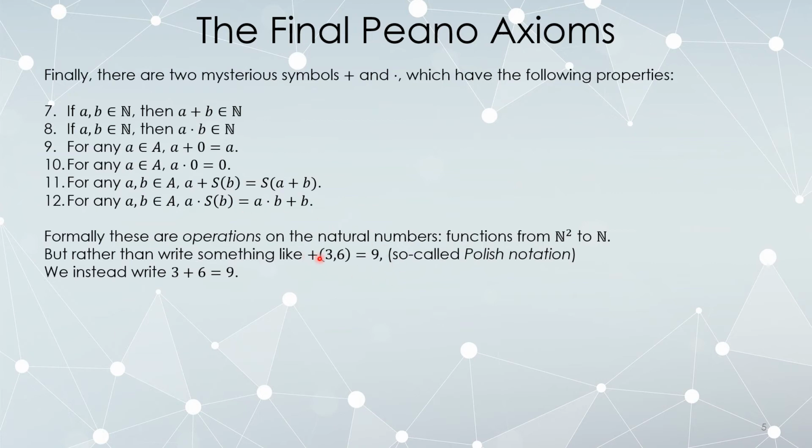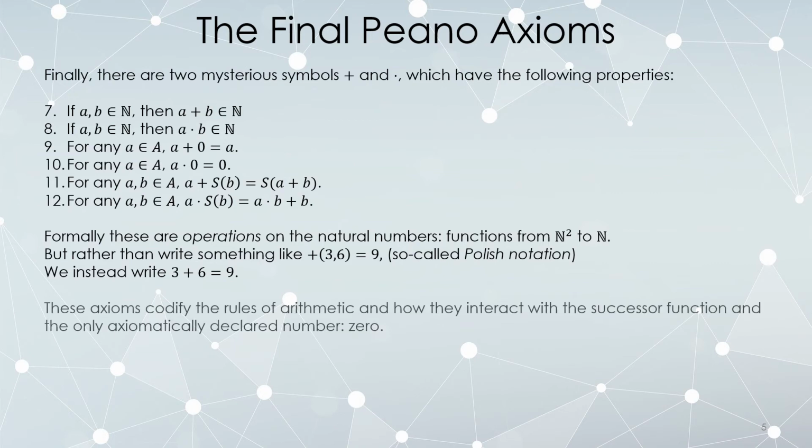Now, some people might look at this and say that's a really weird way to write addition. Polish notation, or its cousin reverse Polish notation, which simply puts the plus sign on the right rather than on the left, have some great benefits, but they're so unfamiliar to most people that it's generally counterproductive to try to work with them. So anyway, these axioms codify the rules of arithmetic and how they interact with each other and with the successor function. Plus, we've thrown in the only number that axiomatically we know exists, 0. Notice I have no axioms here that tell me things about 1 or 7 or 98. The only number that was axiomatically declared to exist is 0, so it's the only number that shows up on its own in these axioms.